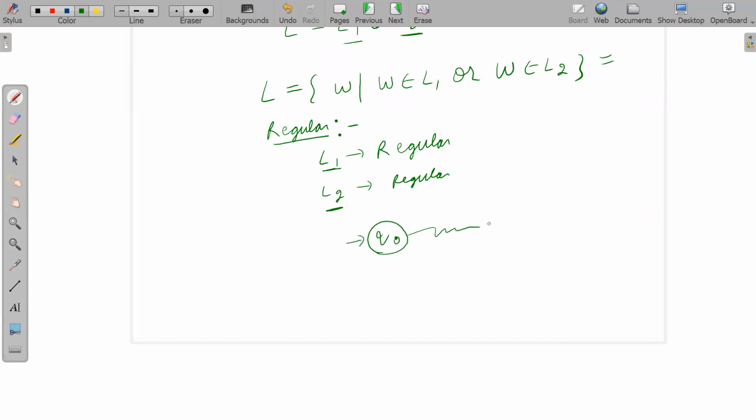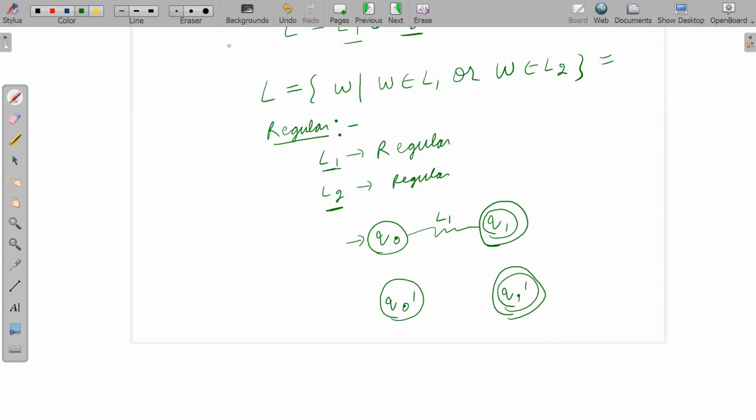Q0 is the initial state. This is not a spring; it is saying that there are lots and lots of states and lots of transitions, and I'm just concentrating on initial and final only. So this is accepting L1. And I have Q0 dash and Q1 dash.